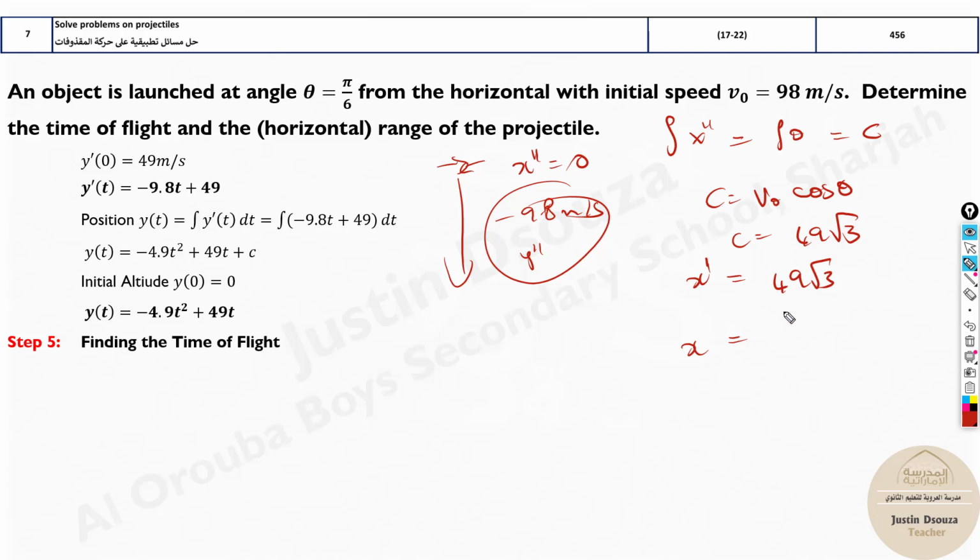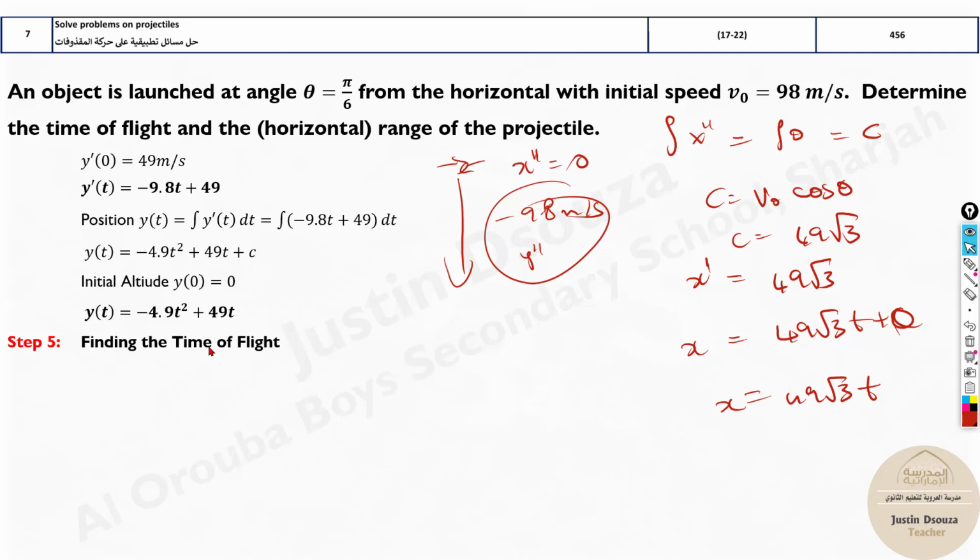How do you find it? Integrate this again, it will be 49 root 3 times t plus c. Do we have anything regarding the horizontal position? No, so we just take this as 0, okay? So it will be 49 root 3 t that will be x. That is the horizontal position equation.